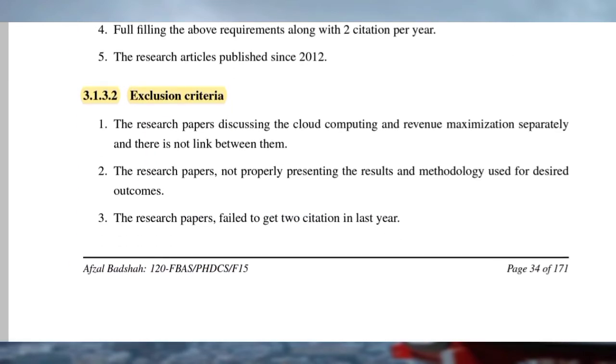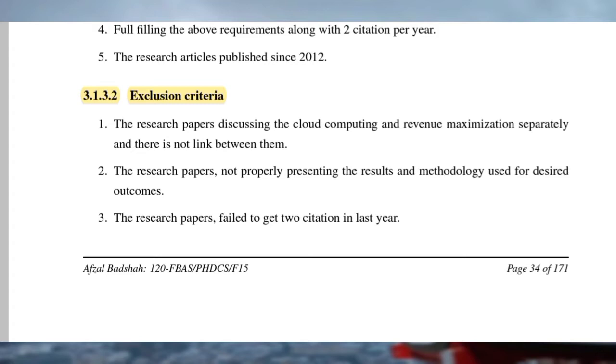In the exclusion criteria, what I have included is research papers discussing cloud computing and revenue maximization separately. If one paper is discussing cloud computing, and the second one is discussing revenue maximization, then these are two different topics, two different populations. So I have not selected such papers.